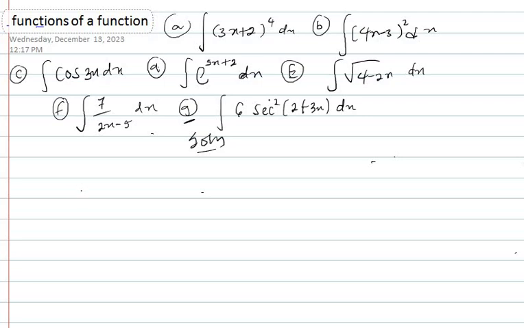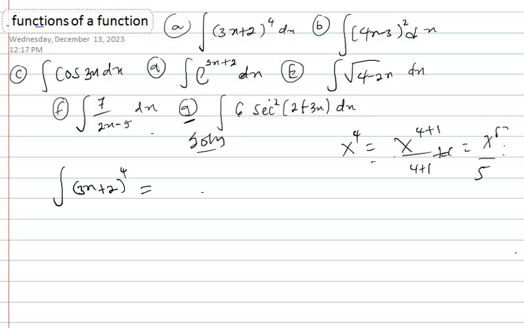So let's take question number 1 and demonstrate its effect. Question number 1 says to integrate 3x plus 2 raised to the power 4. In our normal mode, we are familiar that the integral of x raised to the power 4 is x to the power 4 plus 1, all over 4 plus 1, plus c, which is x raised to the power 5 over 5 plus c.